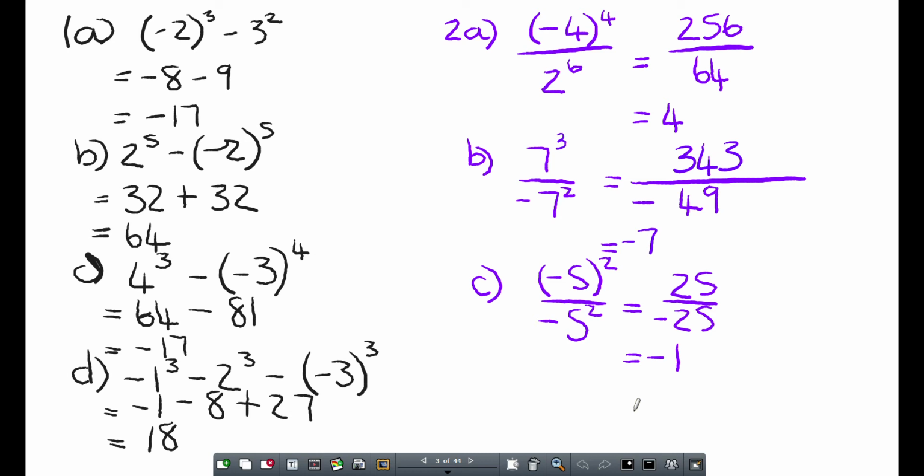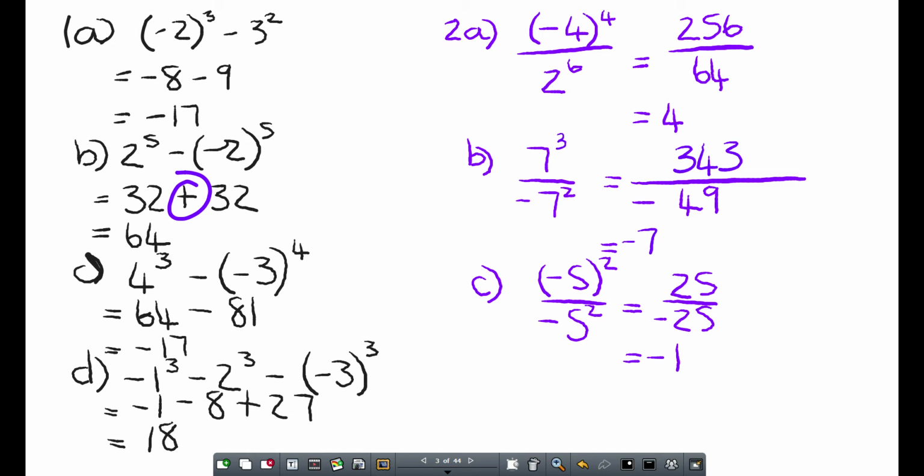At B, 2 to the power of 5 was 32, minus, and then minus 2 to the power of 5 also gave me a minus 32. But those two minuses you will see over here became a plus. Any questions there?